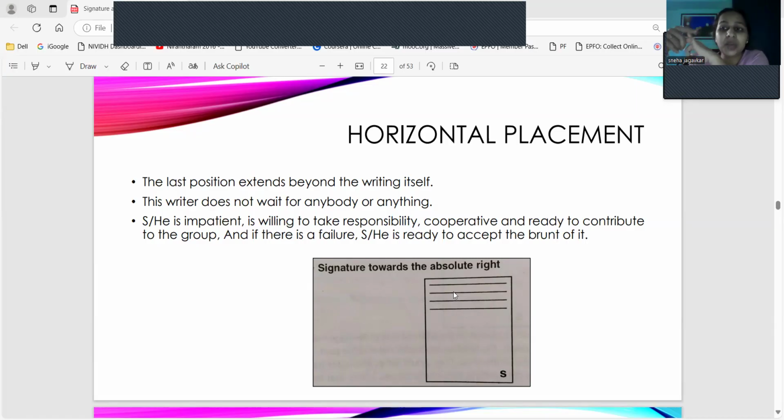Now, when it comes to the vertical placement, there are three different types: position one, position two, and position three, and what it indicates. For horizontal placement, position one, two, and three, what exactly it speaks about. So this is about signature and signature analysis that we have done. I'm going to stop sharing my screen right now.